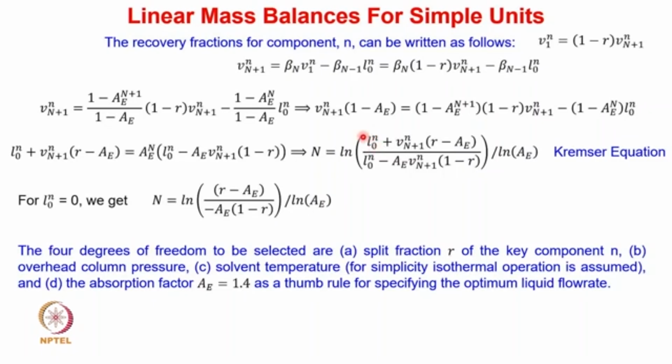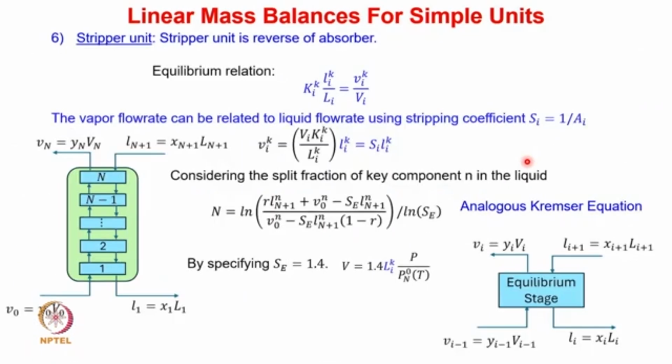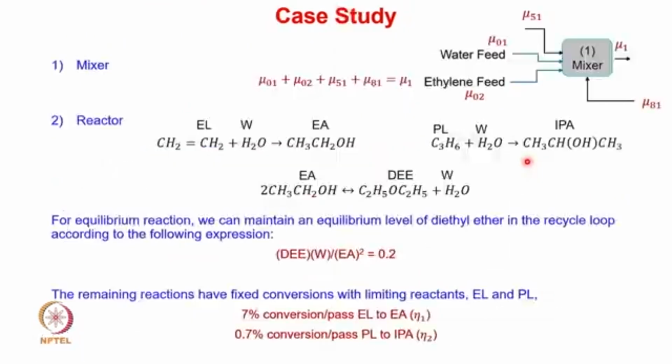So here L naught n, if this particular term is 0, in that case this is 0, this is 0, and this V n plus 1 will get cancelled out. So what we get is n is given as ln of R minus AE divided by minus AE into 1 minus R, divided by ln AE. So the same equation we are using for the absorption calculations here.